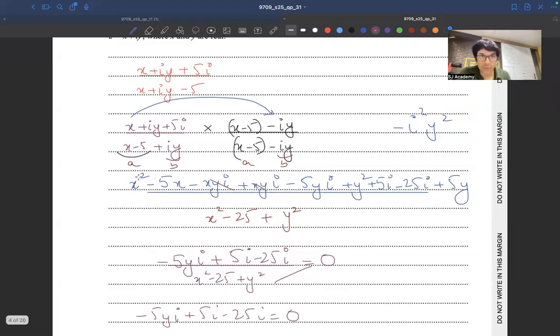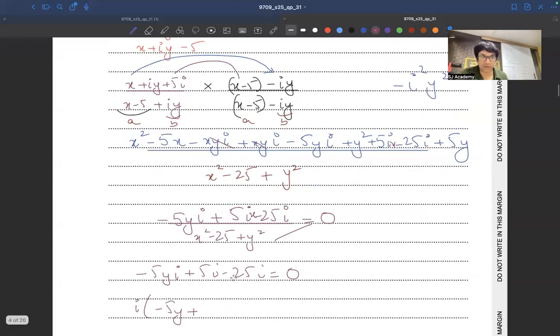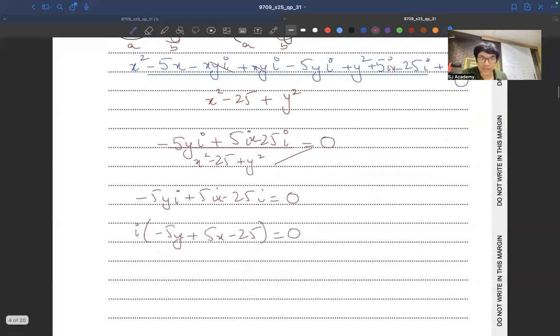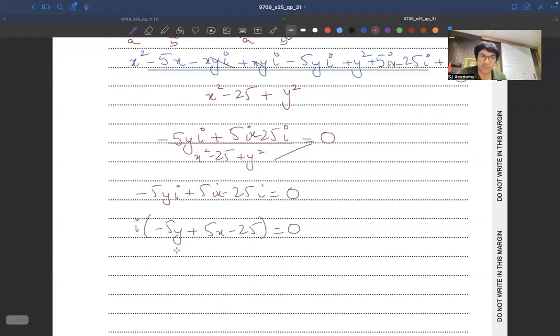Did we make a mistake? Let's quickly check it out. When we multiply by 5i, this should have been 5ix over here, and this would also be an x over here. So this will become −5y plus 5x − 25 equals to 0. Now, taking this coefficient as equal to 0, and we can just simply divide by 5 as well, we'll get −y plus x equals to 5, or x − y equals to 5.